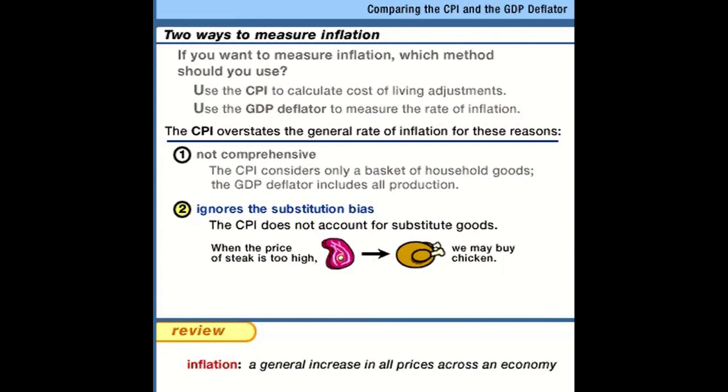The GDP deflator, on the other hand, is a broad measure that includes all goods and services and therefore allows some room for substitution. Remember, the quantities are changing as we move from one year to the next in calculating the GDP deflator, and that can reflect a change in the consumption of red meat relative to chicken.